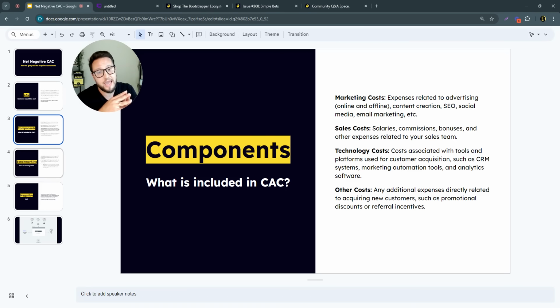That's associated with CAC. If you're running email marketing and you're utilizing outbound email, all of the activity associated with the outbound email, so if you're hiring people to do that work, the salaries associated with that, the commissions that are tied to converting the customers, all of that is tied to your CAC.